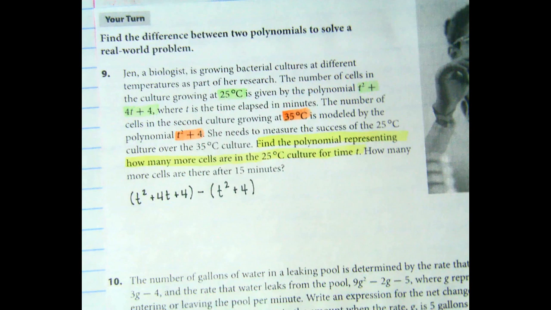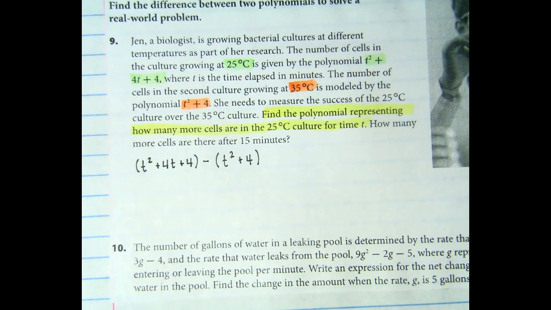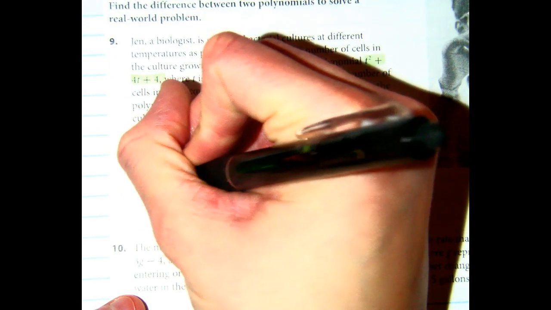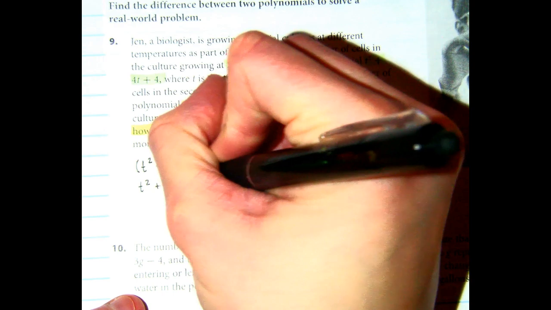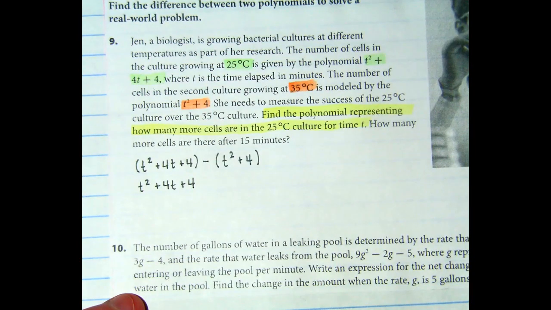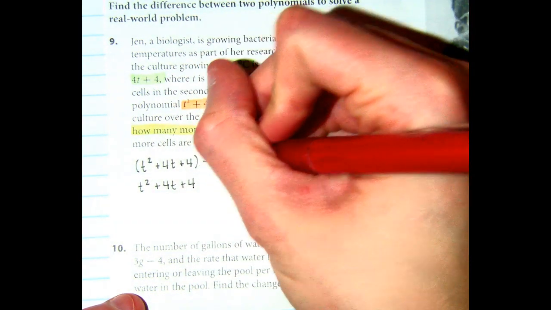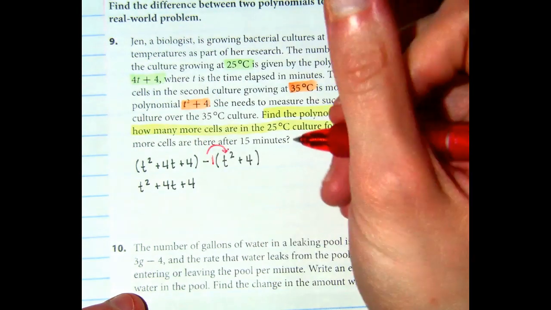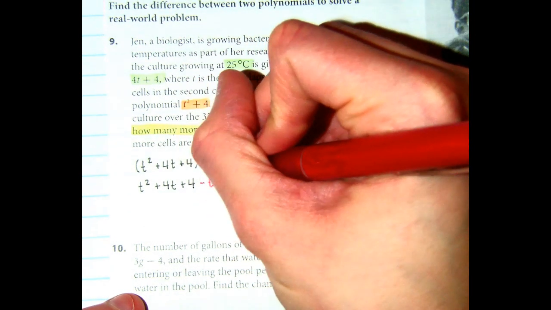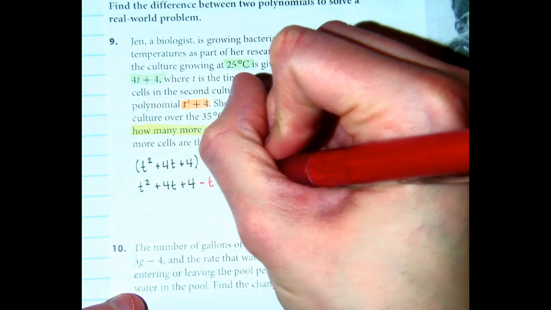Now it's not any different than what we just did. What are we going to do with the first polynomial? Bring it down. What are we going to do with the second polynomial? Distribute a negative 1. Minus t squared minus 4.